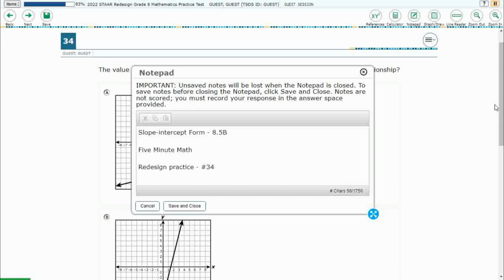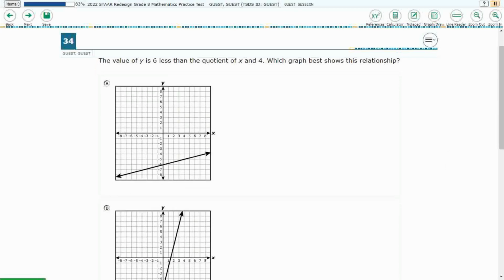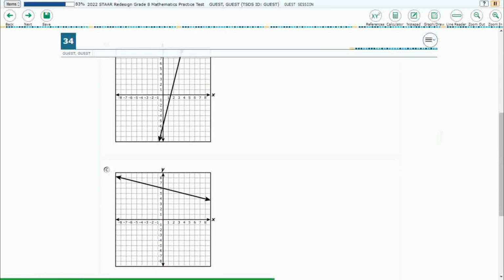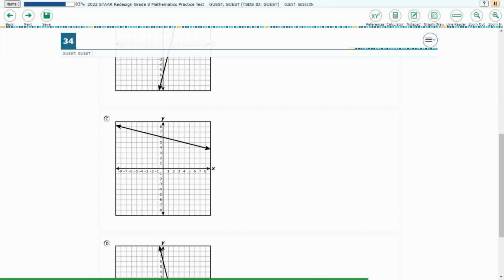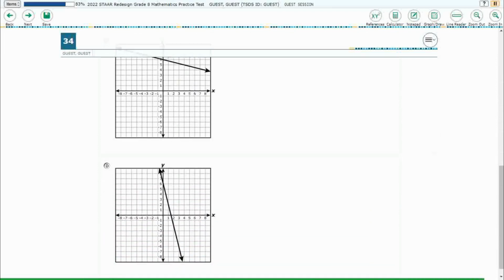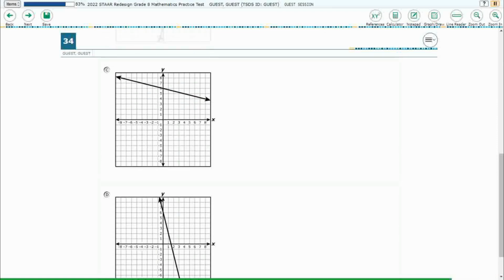Today we are looking at the 8th grade concept of slope-intercept form. This is standard 8.5b in the great state of Texas, and we are using item number 34 off the Redesign Practice Online STAAR test. If you haven't done so already, please go ahead and take a moment to pause the video, work this problem out on your own, unpause it, and we will look at our answers together.